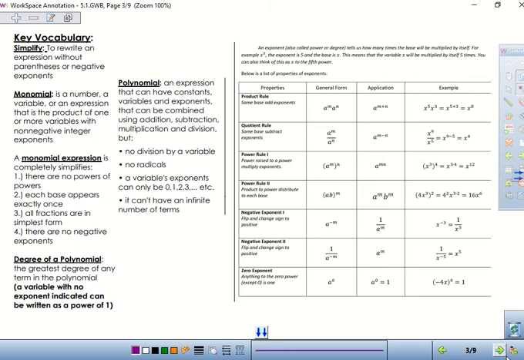Quotient rule is when you're dividing two things with the same base, you're going to subtract the exponents. And then power rule is where, if you have something like x to the third, then x to the second on the outside, you multiply those powers.